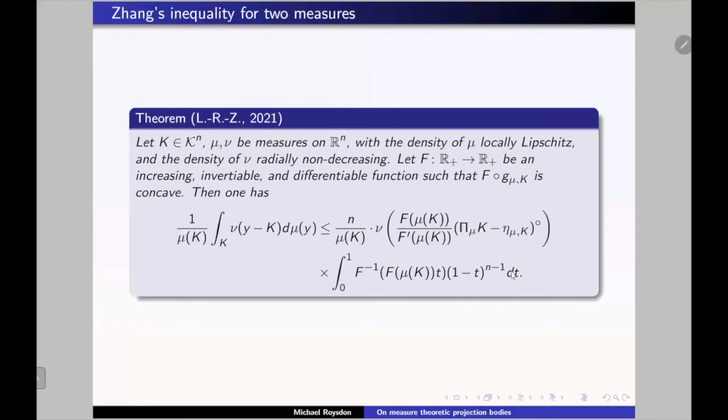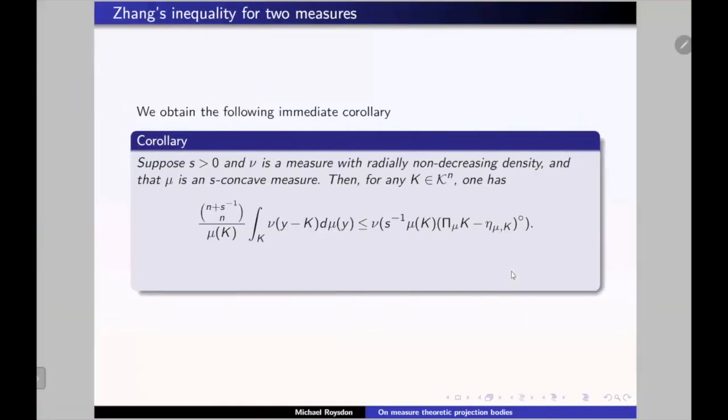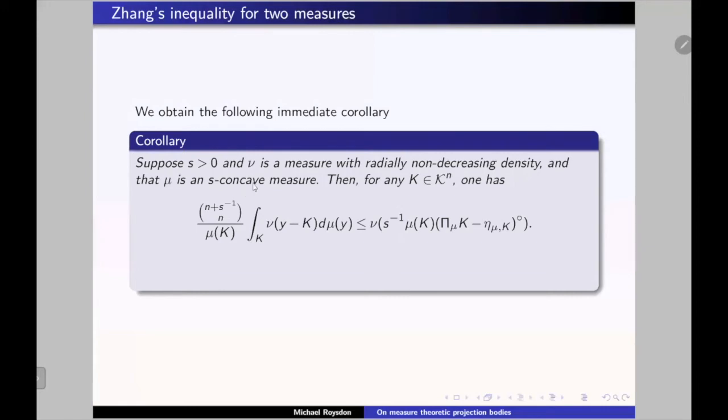So if one picks something nice, say we pick some s bigger than zero, a measure with a radially non-decreasing density and mu being s-concave, then for any convex body K, one has that the constant becomes (n plus s) to the minus one, choose n, divided by mu of K, the integral over K of nu of y minus K d mu never exceeds nu of s to the minus one, mu of K, and then this polar body. But let me just make this kind of nice, if one can attempt.